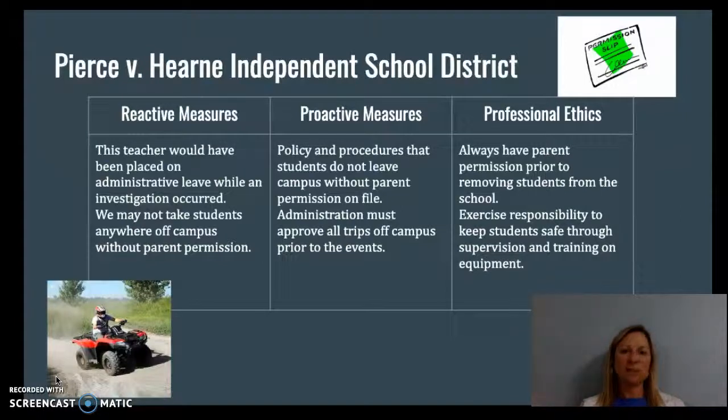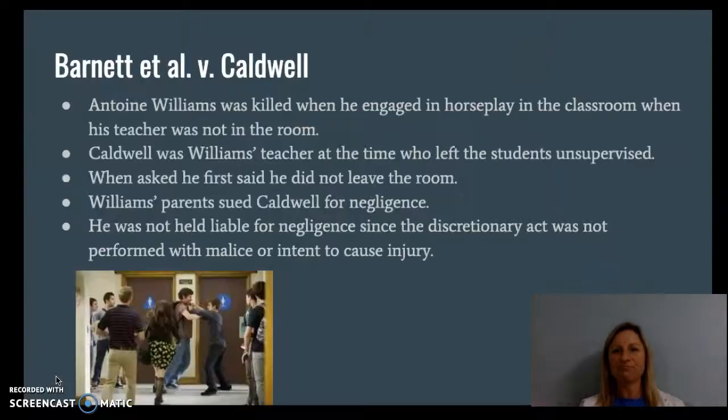Just always have parent permission prior to removing students from school for any reason, and exercising responsibility to keep students safe through supervision and through training on equipment. While not the biggest issue in this situation, they were also riding on ATVs, and the student did not have a driver's license, and there's no way to know that he was trained in driving these. So there were several things that were not great in this situation.